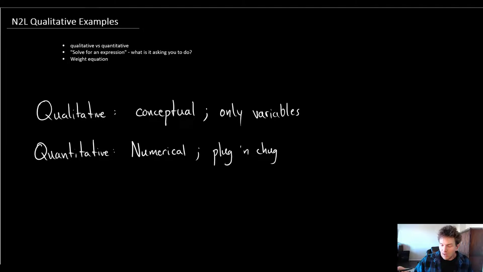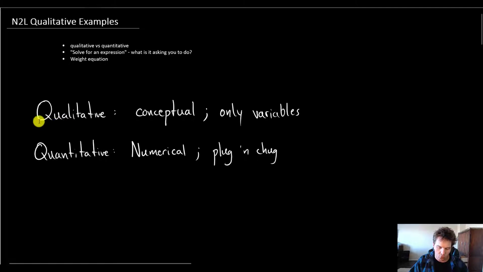Hey, we're here to go over some qualitative examples of Newton's second law where we're solving for expressions and things like that. So let's get started. Just a couple things to cover before we actually get to the problems, and that's mainly that this is our first time dealing with a qualitative problem.